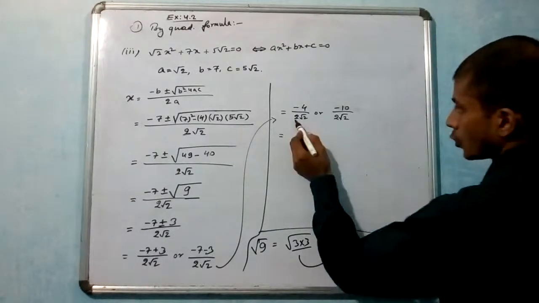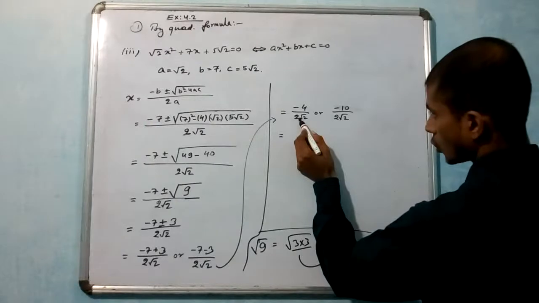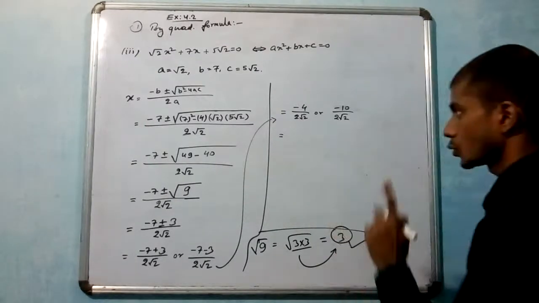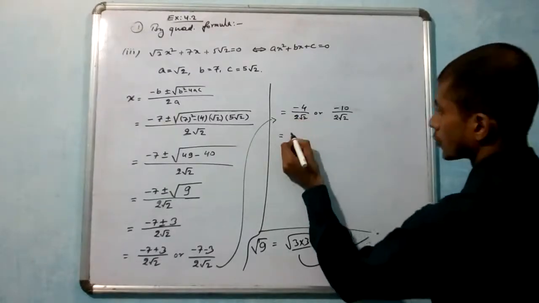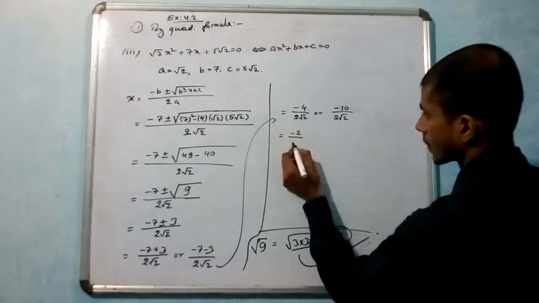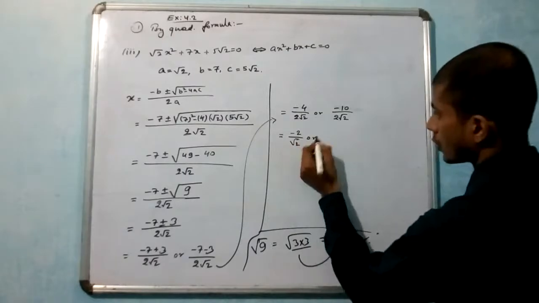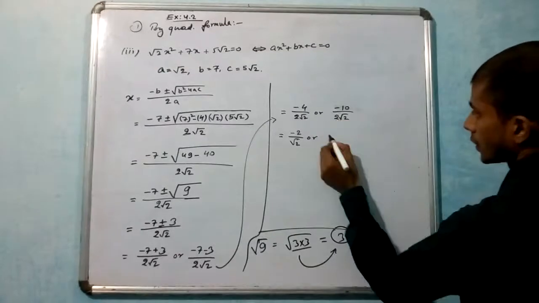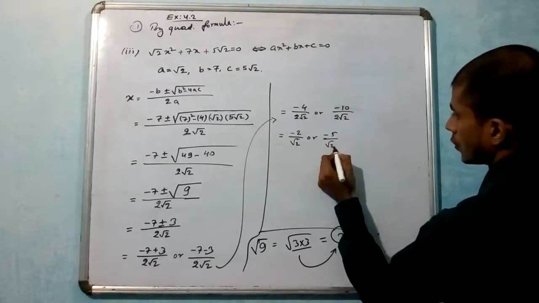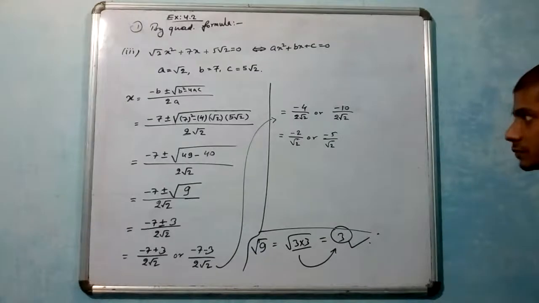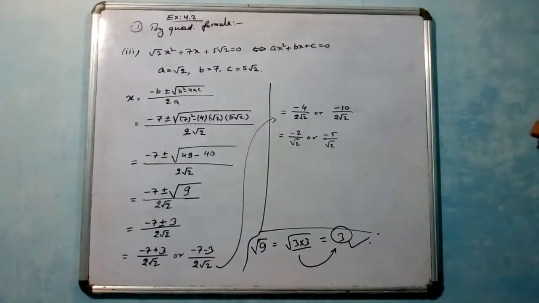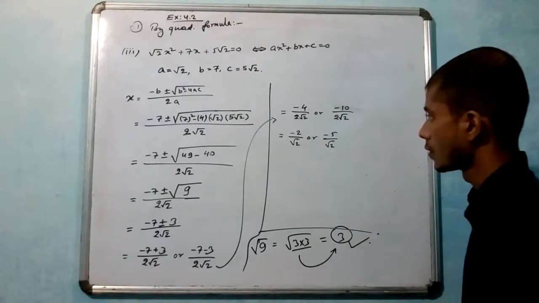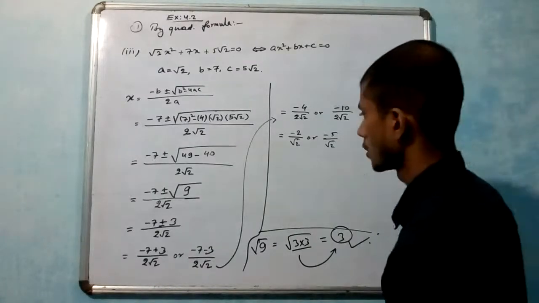Because here 2 root 2 means, yeah, division, but 2 root 2 means 2 into root 2, not 2 plus root 2, okay? It is 2 into root 2, so we can cancel. So 2 into 2 is 4, so it will become minus 2 by root 2, no need to make it dirty like that, okay? Then 2 fives are 10, minus 5 by root 2. Clear? So these are the two roots.